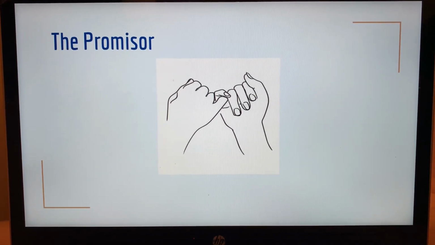The promisor. The promisor is usually only in a bilateral contract. This is when both parties in the contract make promises. Therefore, the court has to decide which promise benefits the third party. Whoever wins, the person is the promisor.